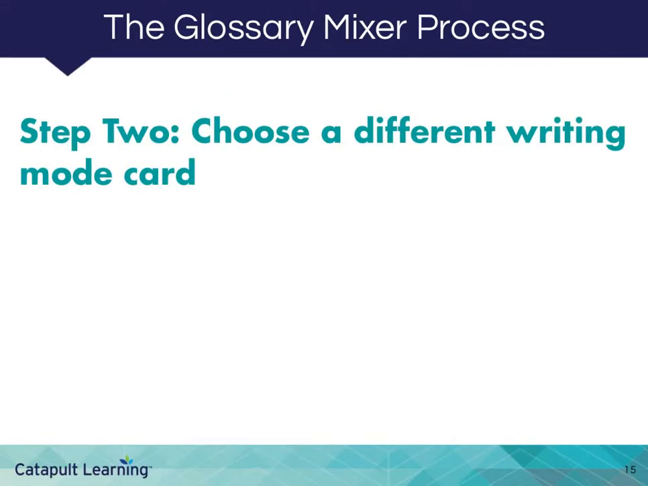Step 2 is simple. Students take a new writing mode card and start writing in that mode. Here's an example for step 1 using email. Hi Jenny. Sorry I had to crop you out of the photo. You had a big stain on your shirt from spilling cranberry juice.